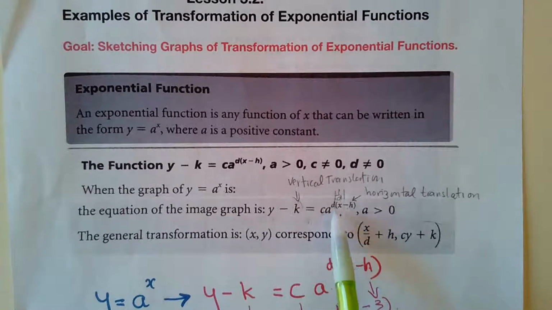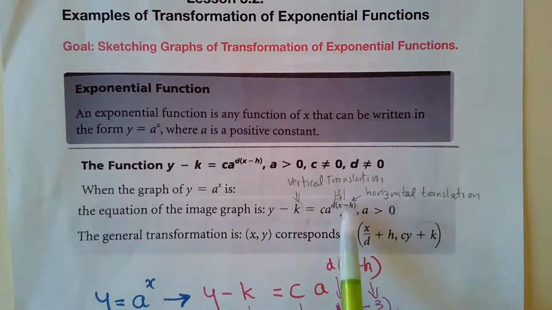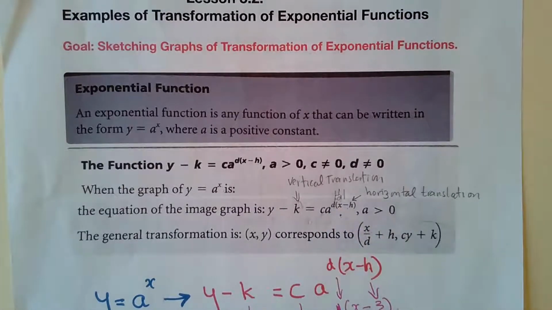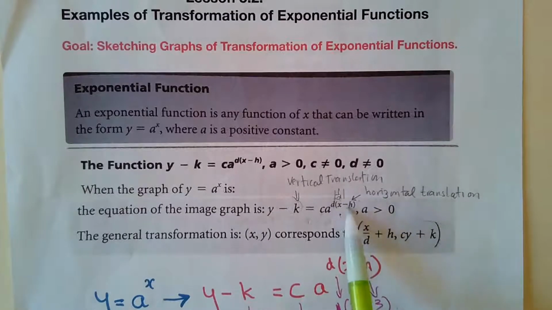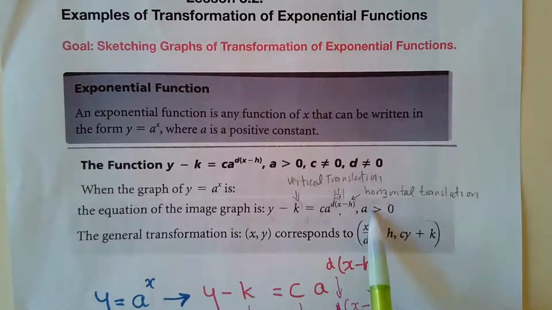Now d is your horizontal stretch or compression. If it's a fraction here, it means there is a stretch. If it's a whole number, it will be a compression. h refers to the horizontal translation. Notice a has to be greater than 0.